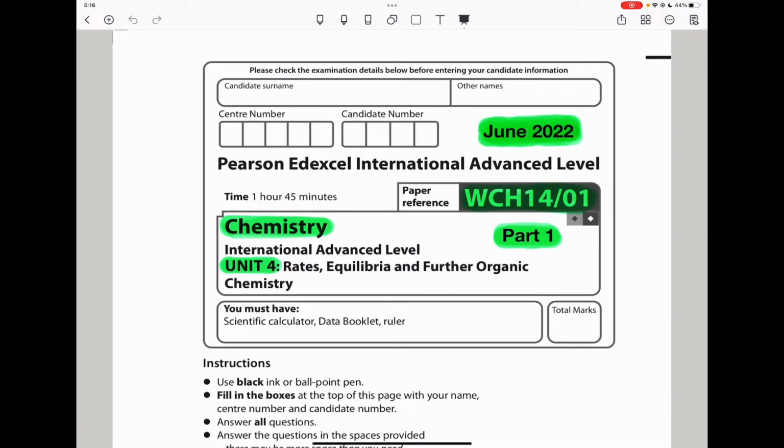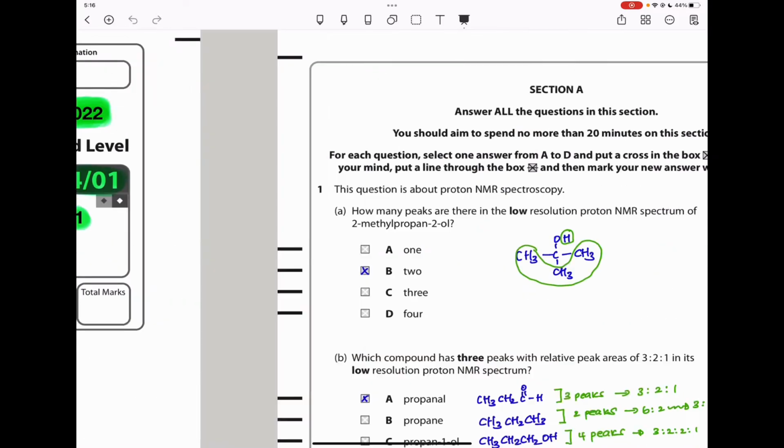Today we are doing the Pearson Edexcel International A Level Chemistry Unit 4 for June 2022. This is the part one video of this paper. I will do the paper in 3 videos and I'll put the links to the other videos below in the description box. Let's begin with question 1.